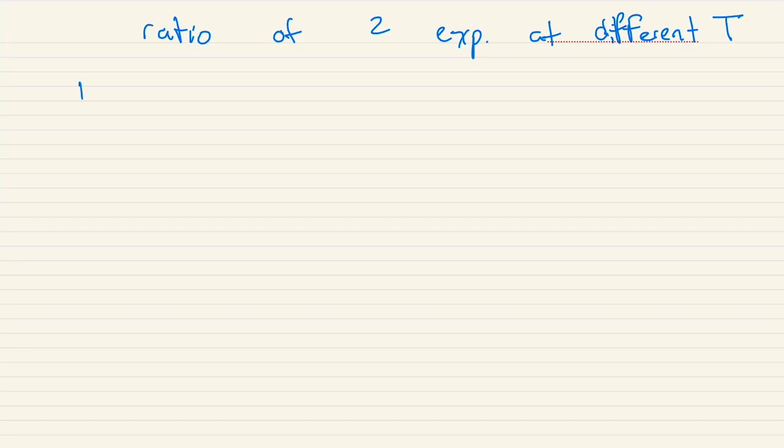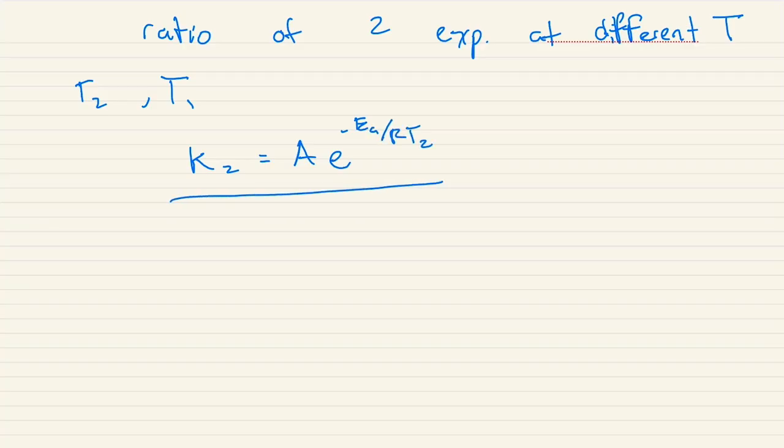So we have temperature 2 and temperature 1. We have the Arrhenius equation for temperature 2: k2 equal to A e to the minus EA over R T2. Divide that by k1, which is equal to, and these are lowercase k because these are the rate constants, A e to the minus EA over R T1.